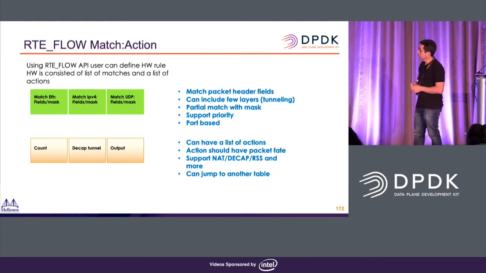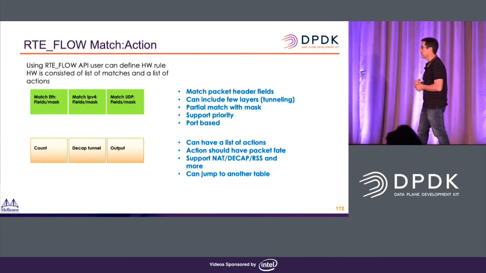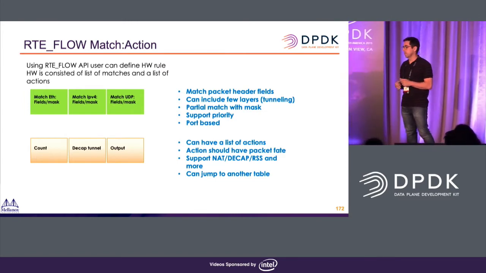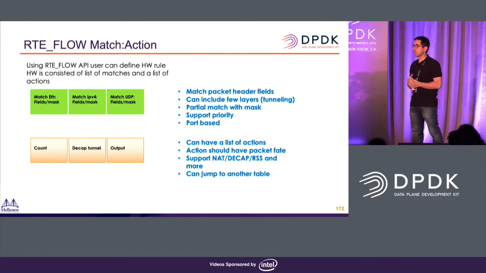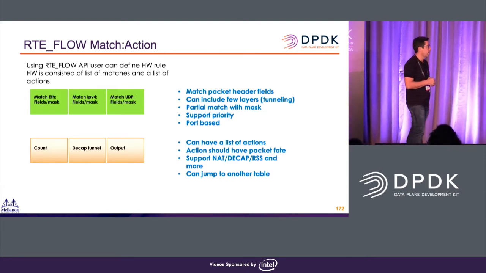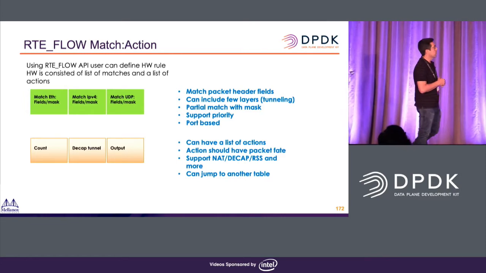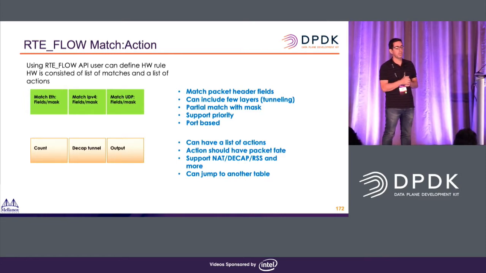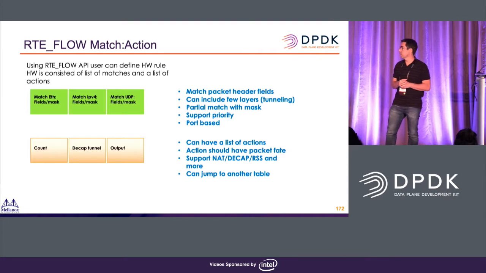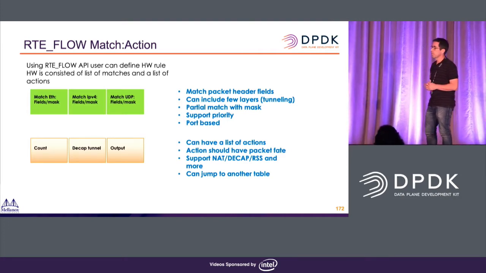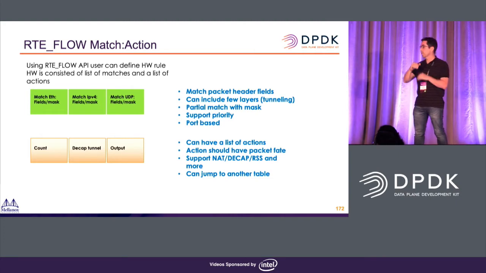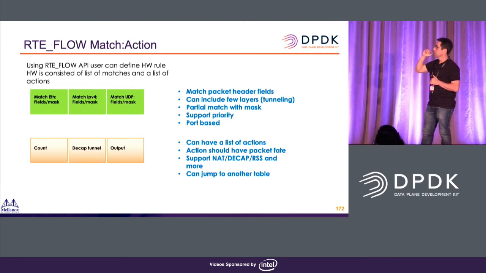You can do more than one match. You can have more than one layer. If you use tunneling, you can match on the outer layer, then match on the tunnel itself, which could be VXLAN or Geneve or whatever, and then match on the inner layer. You can do partial match. You have a mask, so for example, if you want to match only the prefix of the source IP, you can do that with a mask. Most of the fields support this. And you also have priority. You can have overlapping rules with priority; first we try to match the highest priority, and then we go to the lower priority.